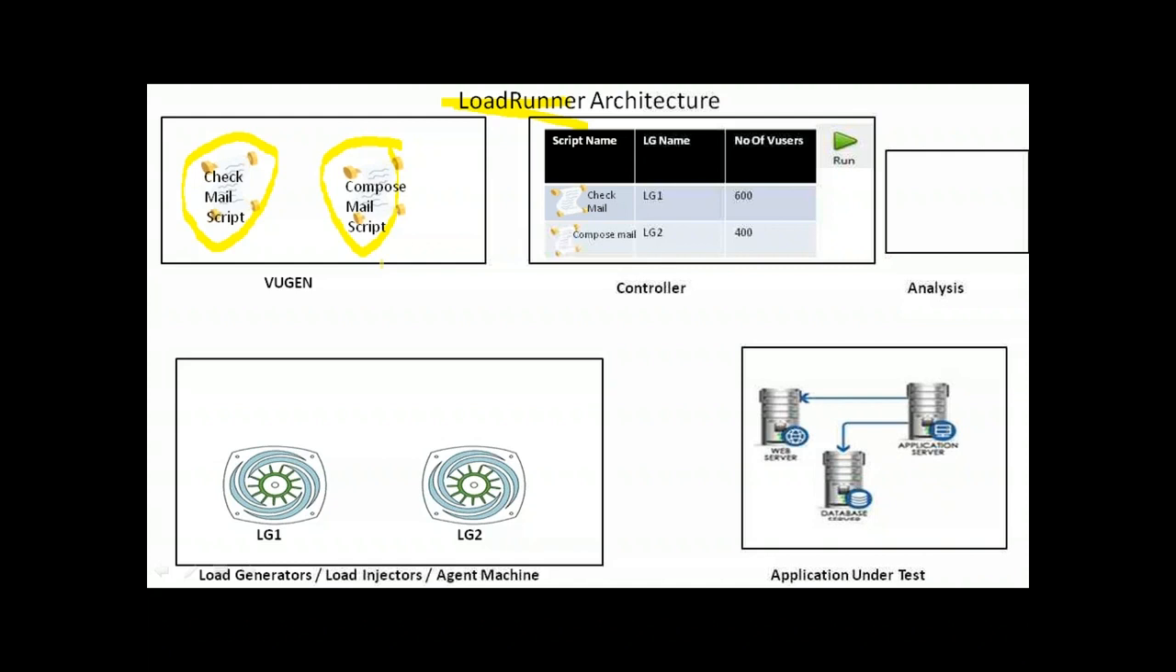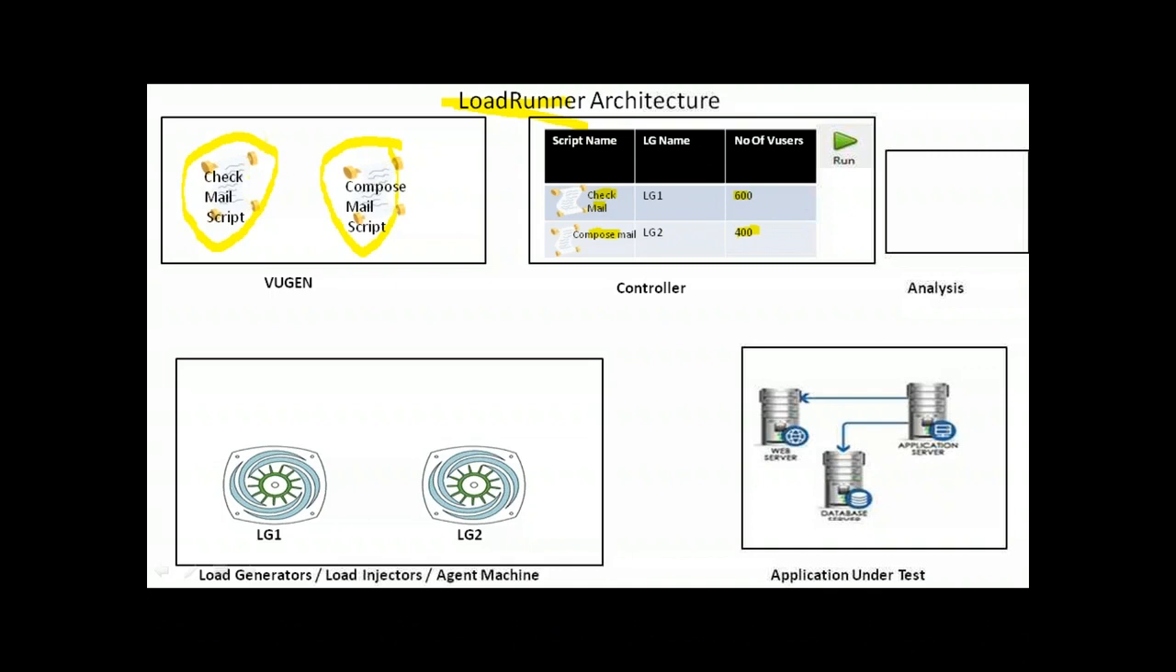First you do the workload modeling activity, and you figured out that for check mail how many users are there? 600 users, and for compose mail there are 400 users. Okay, as a part of workload modeling you got those numbers. Wonderful. Okay, the second stage is done.